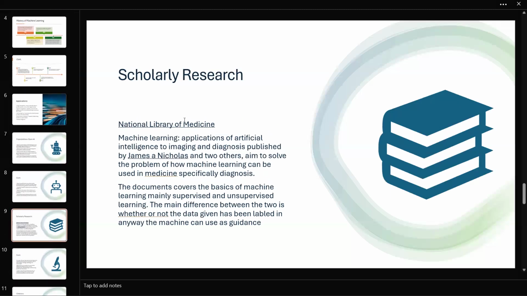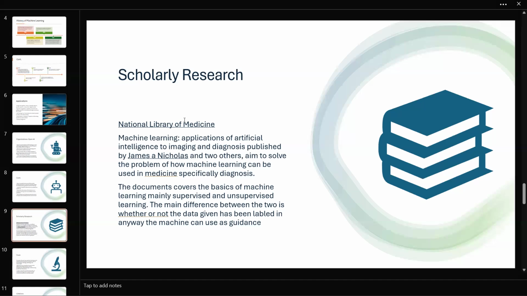So for the scholarly research segment, I chose an article out of the National Library of Medicine. This paper was titled Machine Learning Applications of Artificial Intelligence to Imaging and Diagnosis. This was published by James A. Nicholas and two other collaborators, in which they aimed to solve the problem of how machine learning could be used in medicine and specifically in diagnosis.